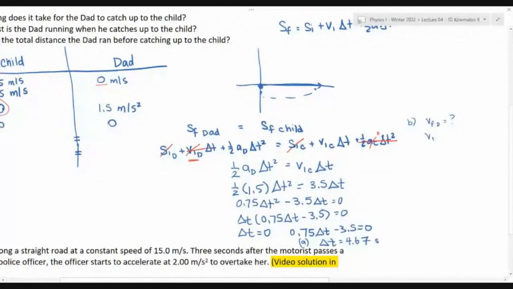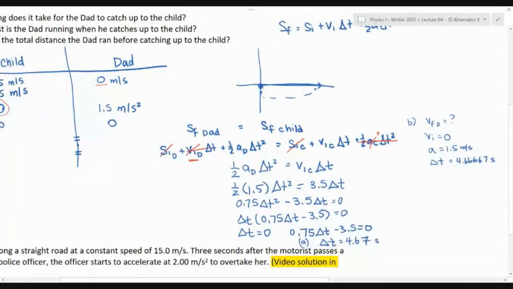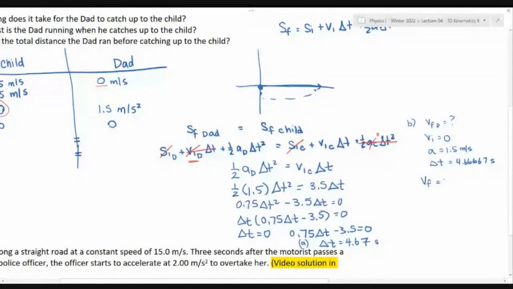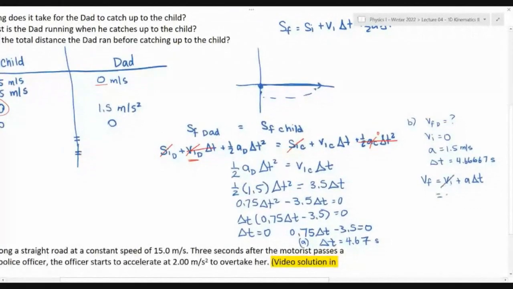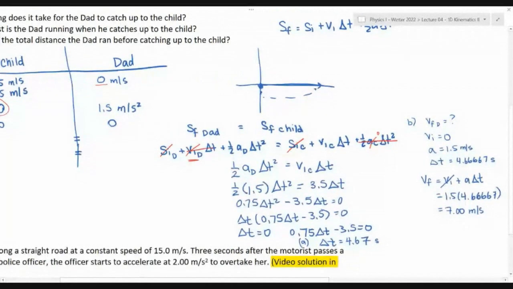Okay, so we know the V initial for the dad is 0. We know the acceleration for the dad is 1.5. And we know that the time is 4.6667 seconds. Notice I'm just putting in more digits here so that our answer is more accurate. So I'm looking for V final. V final equals V initial plus A delta T. My V initial is 0, so that's gone. My A is 1.5, and my delta T is 4.66667. And I get exactly 7 meters per second.